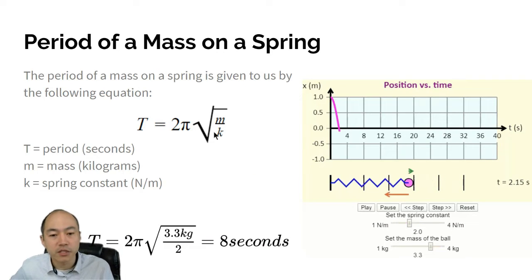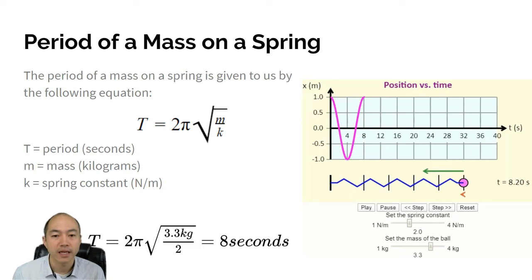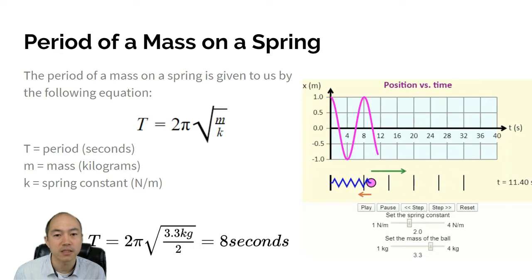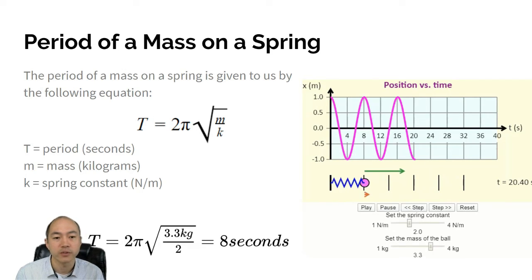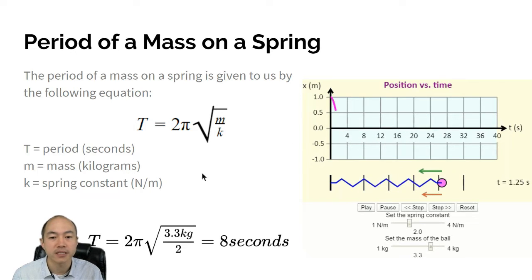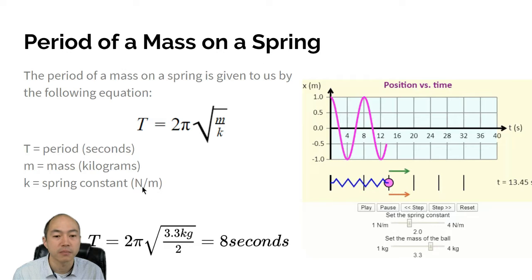So there's an equation that gives us the period of a mass on a spring, and it's very similar to the equation that we had for the pendulum. This one is T equals 2 pi times the square root of m over k. T is the period in seconds. Mass is measured in kilograms, and k is the spring constant in newtons per meter.